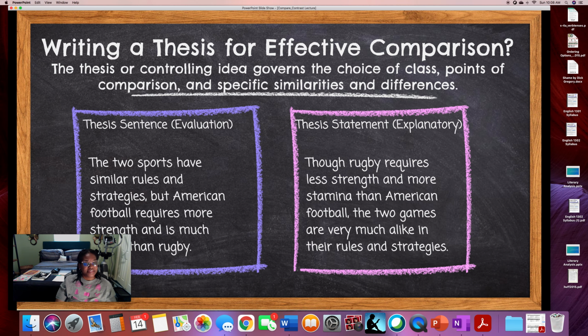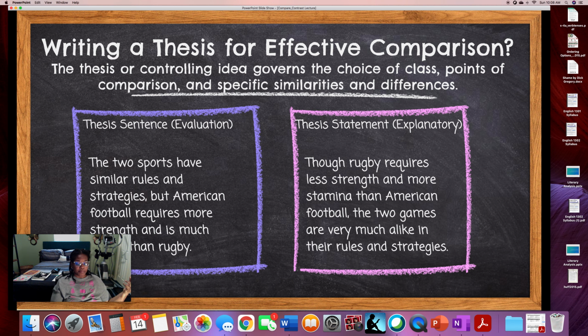When writing a thesis statement or a controlling idea, the points of comparison, and the specific differences and similarities that you want to focus on are going to be vital to constructing a thesis statement. I did a sample one here for you over the differences and similarities between American football and rugby, which is a European sport, right?